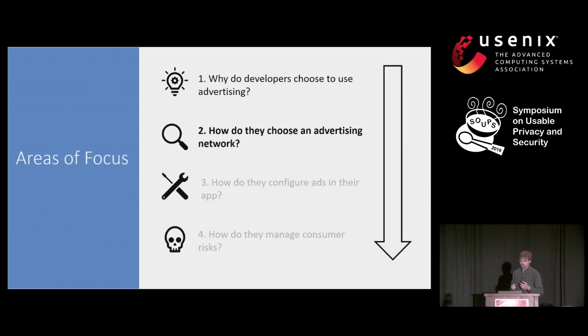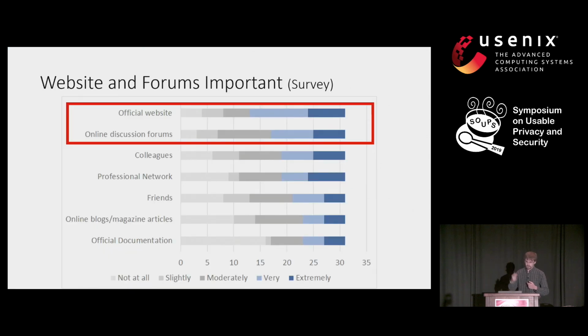So a second area of focus was how do app developers choose an advertising network? What factors do they value, and how do they go about selecting one? So first, we asked what resources they use to pick an advertising network. To briefly explain this graph, the colored parts in blue show the number of participants who said that resource was very or extremely important when choosing an advertising network. And here, the official website and online discussion forums were very important, followed by colleagues, professional networks, and friends, slightly different from other literature that suggests that colleagues, professional networks, and friends were most important.